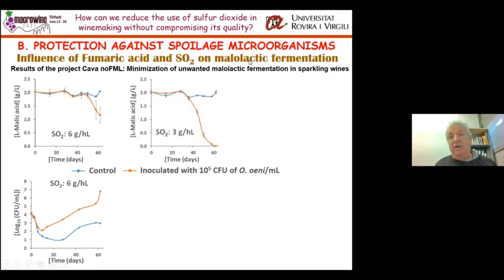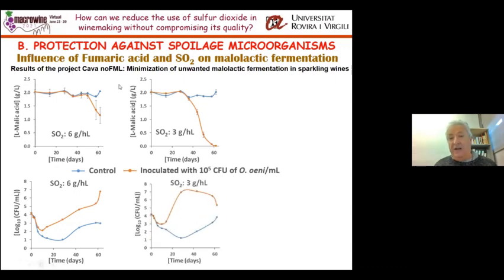Well, what happens when you reduce the dose of sulfites? In that case, 3 grams per hectoliter. It's clear that the wine inoculated with lactic acid bacteria completely performs malolactic fermentation in 60 days. And we can see that lactic acid bacteria start to develop and reach a high population at 20-25 days.